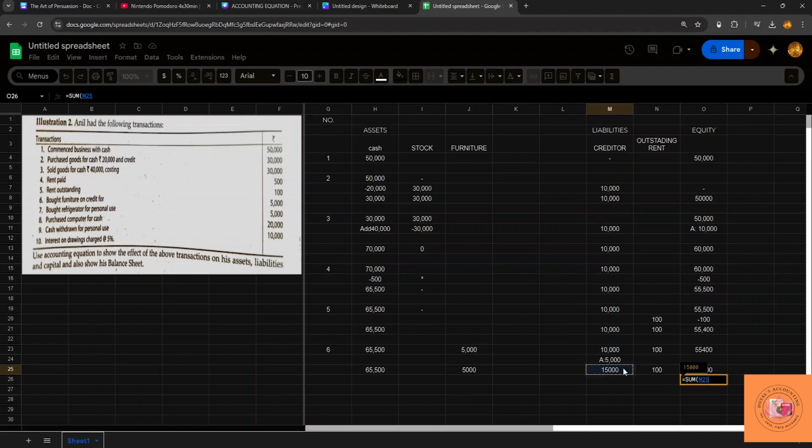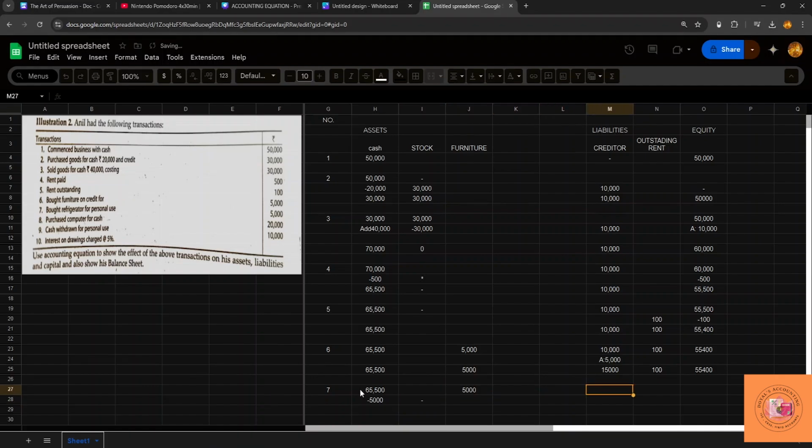Sum of these three: 70,500. Okay, and this is just for my checking. We don't actually need to write that in the exam. Next transaction is purchase of a refrigerator for personal use. So this basically is a drawing, and our cash balance will reduce by 5,000. Yes, 5,000.